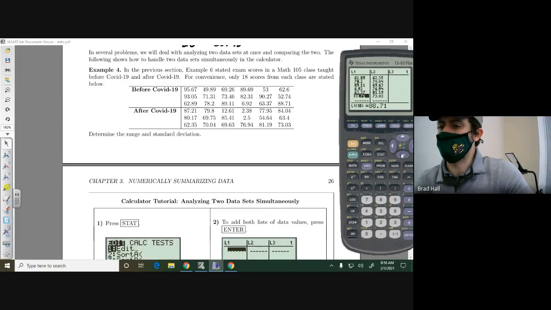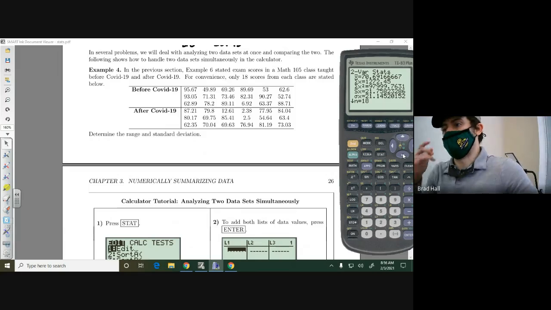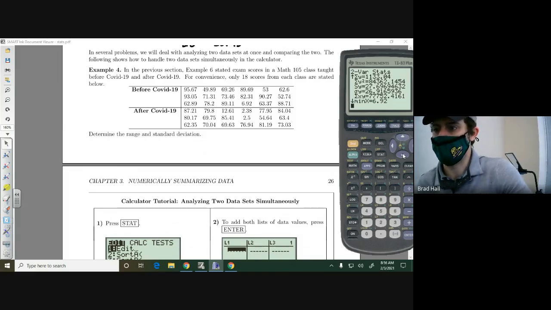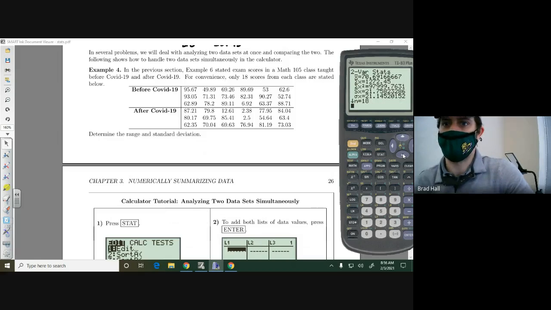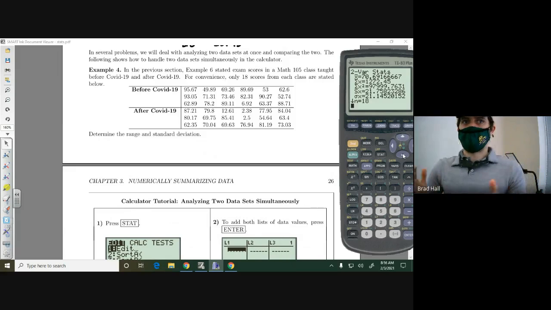So once you type everything in, so hopefully I typed in everything correctly, you're going to quit out of this, and you're going to go right to, instead of 1 variable stats, just one more down to 2 variable stats. And keep pressing enter until you get something that may look familiar on the surface, but if you scroll down, you're going to have a lot more options. There's going to be these Y's all of a sudden. And what it's doing, the X's tell you information about the first list, and the Y's tell you information about the second list. So there's your simultaneous analysis without having to go back and forth.